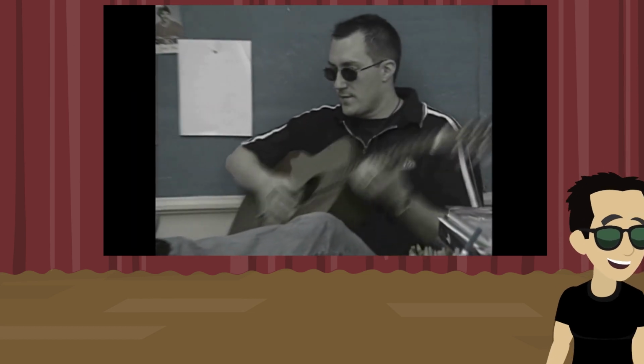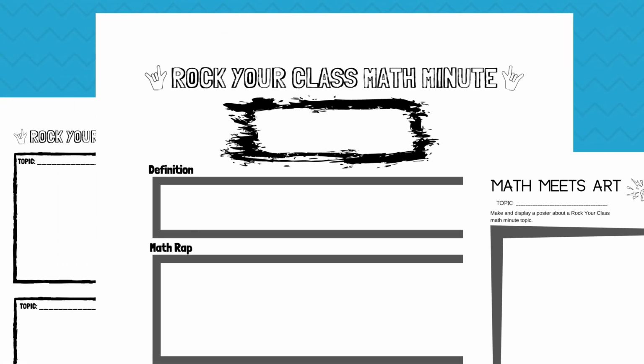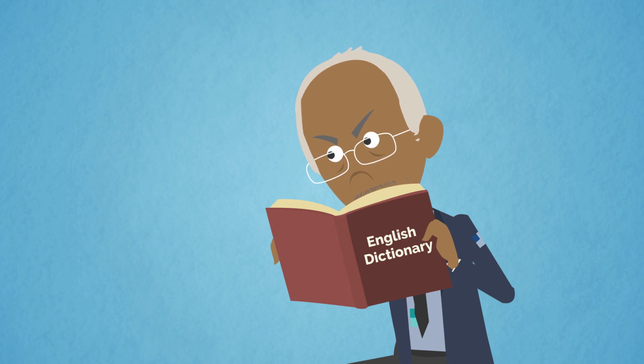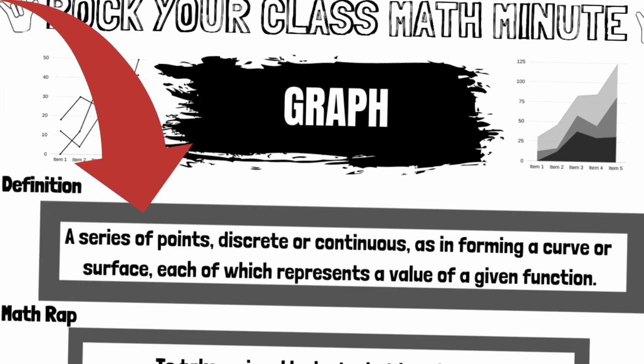Get ready for today's Math Minute topic. Graph. What does the dictionary say? A series of points, discrete or continuous, as in forming a curve or surface, each of which represents a value of a given function.